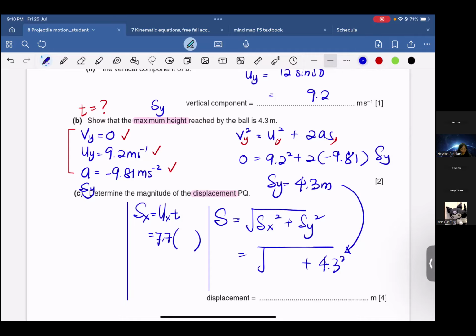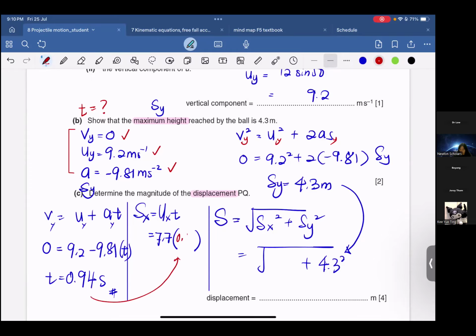So what formula can we use? We can use v equals u plus at. I'm talking about the y component. v is 0, u is 9.2, a is negative 9.81, times the t. So your t should be 0.94 seconds, correct? So you put this in here, 0.94, and you find out your answer for x, then substitute in here and calculate your final displacement.